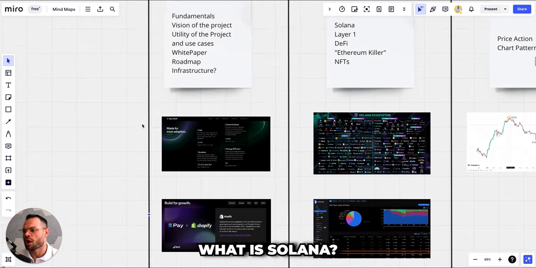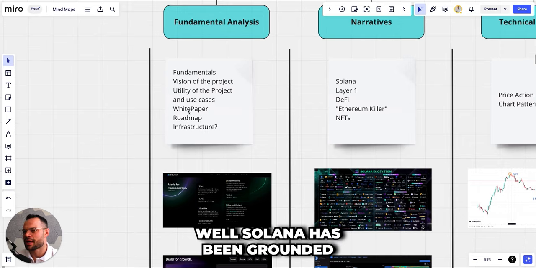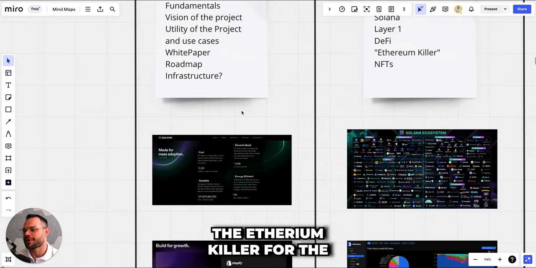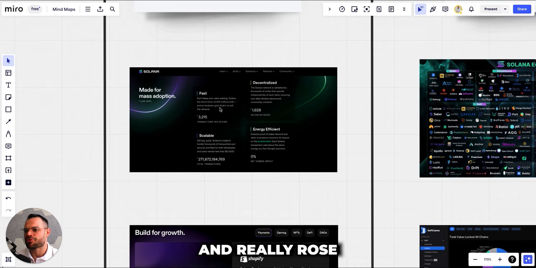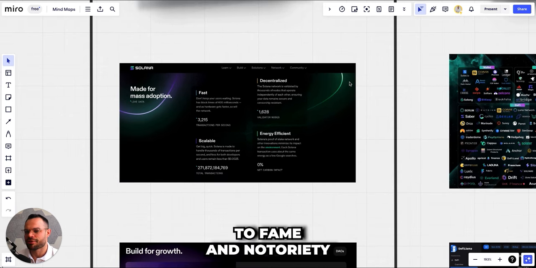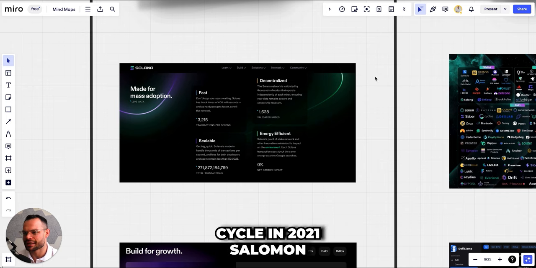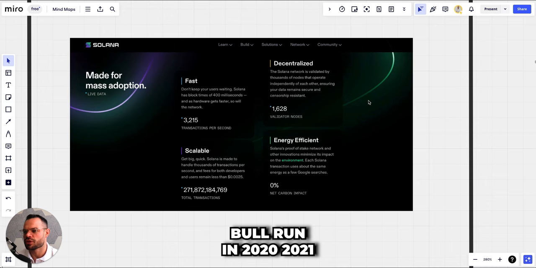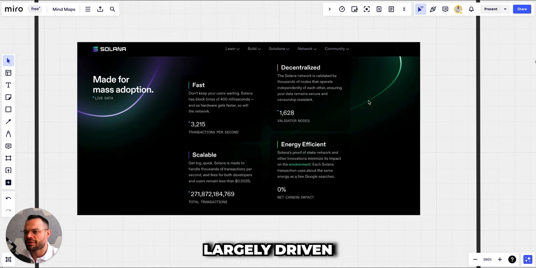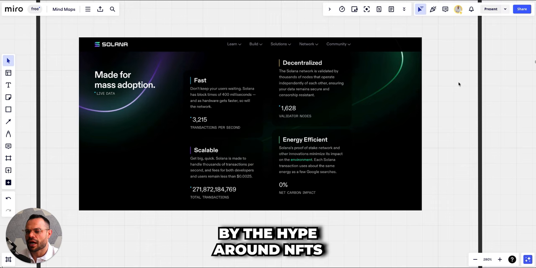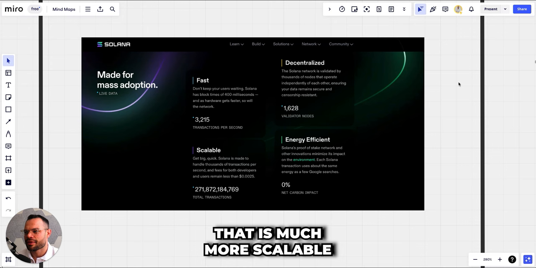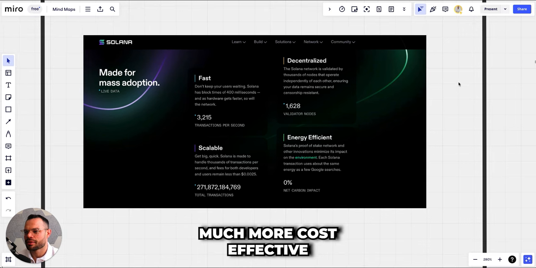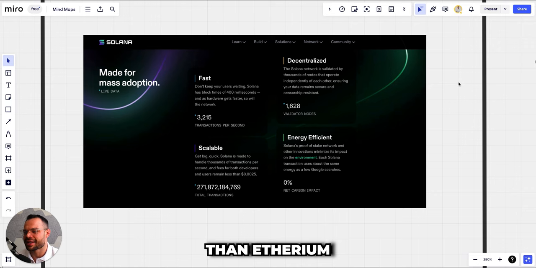So first and foremost, what is Solana? Well, Solana has been branded the Ethereum killer for the past few years and really rose to fame and notoriety during the course of the last bull cycle in 2021. Solana had a massive bull run in 2020-2021, largely driven by the hype around NFTs and the fact that Solana is a layer one that is much more scalable, much more cost effective, and much more efficient than Ethereum.